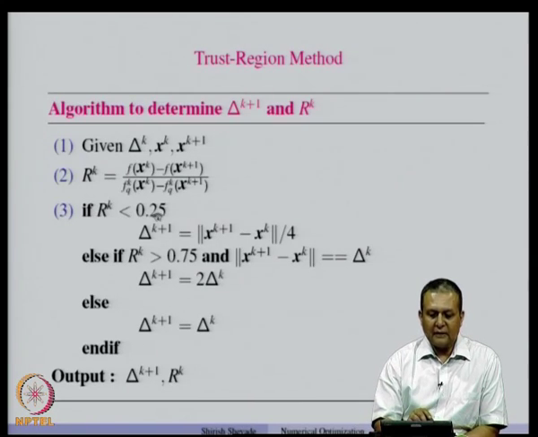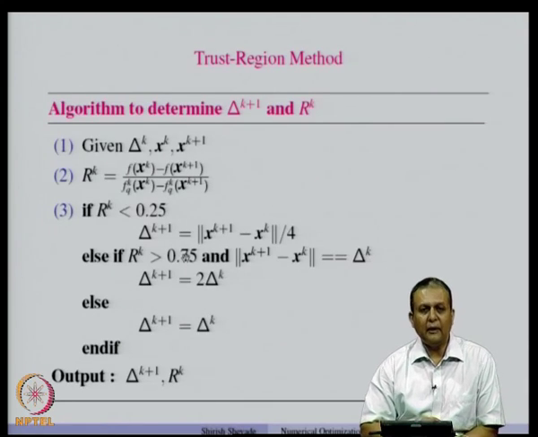Now, if r k is less than 0.25, so these numbers which are mentioned here, the algorithm is not so much sensitive to these numbers. So, one can change them appropriately.